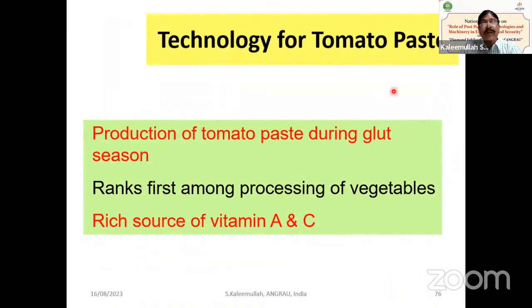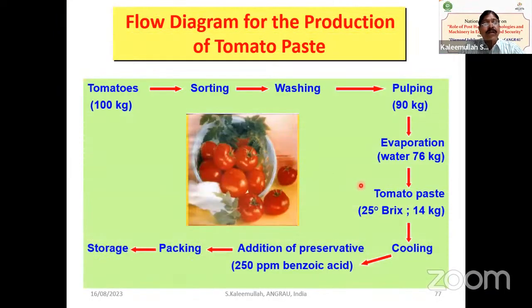And other one is the tomato paste, for which what you have to do is, say, if you are taking 100 kgs of tomatoes, you have to do the pulping. When you pulp it, you will get around 90 kg of the pulp. And when you evaporate it, nearly 76 kg of the water will be evaporated, and we will be getting around 14 kg of the tomato paste.